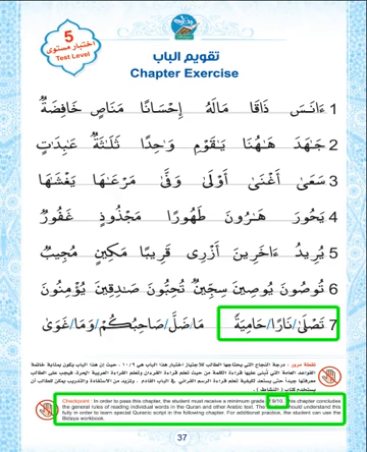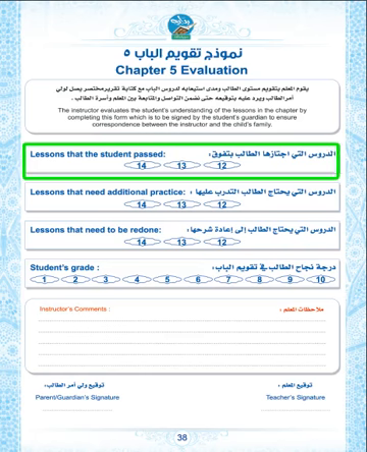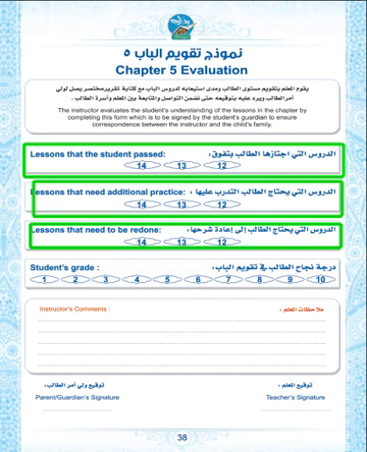Also, as usual, we have on the next page of this test the evaluation for chapter 5. We will take note of the lessons that the student has completed to perfection almost, and the lessons that need additional practice, and in this box, lessons that need to be redone. Basically, these need to be re-explained by the instructor in a different way.